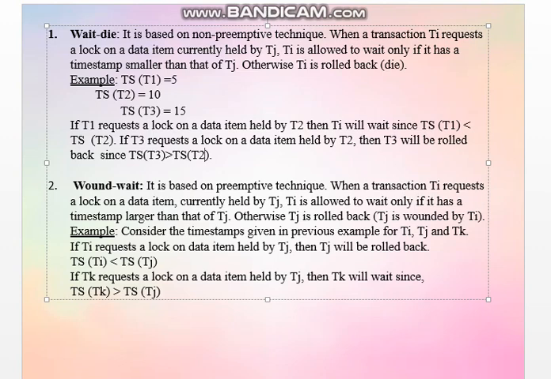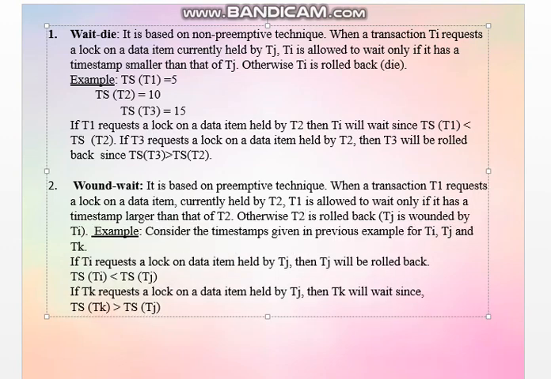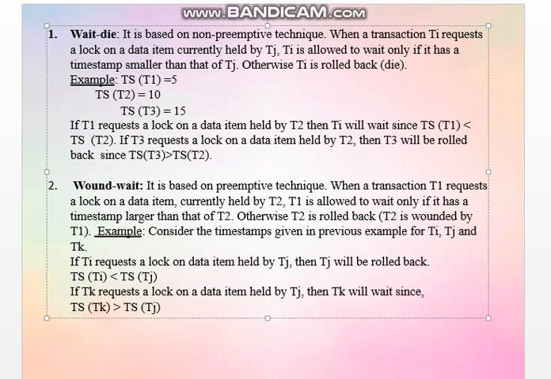When a transaction T1 requests a lock on a data item which is currently held by transaction T2, then T1 is allowed to wait only if it has a timestamp greater than T2. Otherwise, the T2 transaction has to be rolled back. So the T2 transaction is wounded by transaction T1.